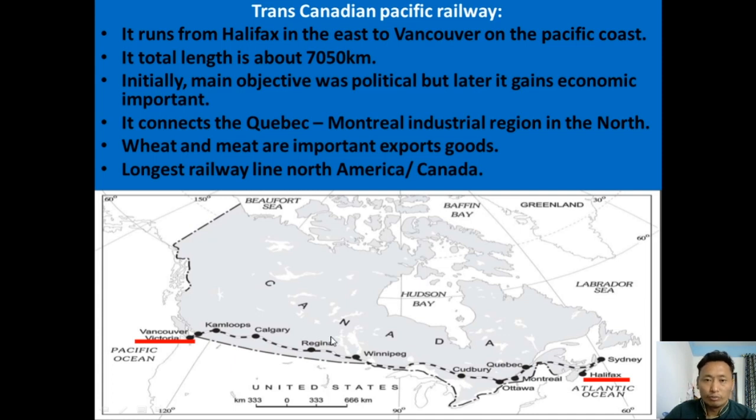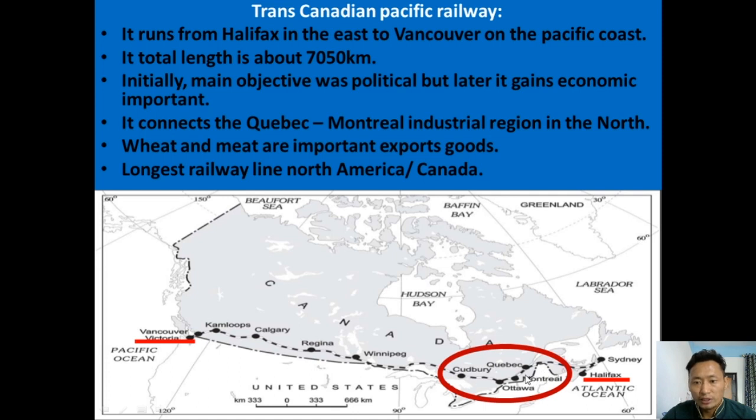Initially, again, this was made for political reasons, to unite east and west Canada. But nowadays they mostly use this railway line for economic purposes, transport of goods and raw materials from one place to another. One of the significances of this railway line is that it connects the Quebec-Montreal industrial region. Here I have made one circle. In between we have Quebec and Montreal. If we talk about Canada, most of the industries are located in this region, so that is called the industrial region. This particular railway line connects this industrial region.